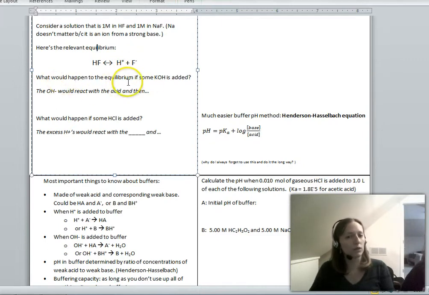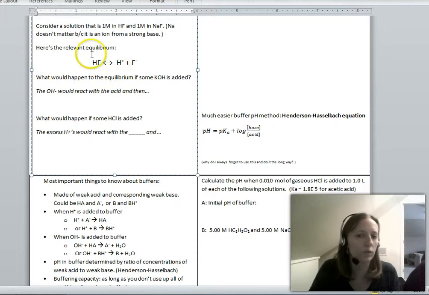So what would happen to the equilibrium if we added some potassium hydroxide? The potassium hydroxide is a strong base, and strong bases react with acids. So hydrofluoric acid is your acid. It's going to react with some of your hydrofluoric acid, and as long as there's more hydrofluoric acid than potassium hydroxide, what you'll end up with at the end is some hydrofluoric acid and some fluoride. All the strong base is gone. It got reacted away.